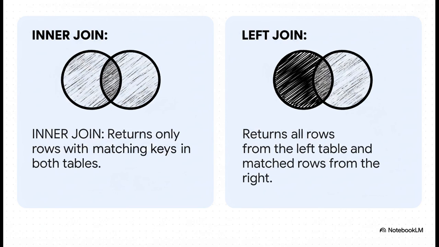An inner join, well, it's exclusive. It only gives you back rows where there's a match in both tables. A left join is more inclusive. It brings back everything from that left table, even if it doesn't find a match on the right. Knowing which one to use and why is table stakes.